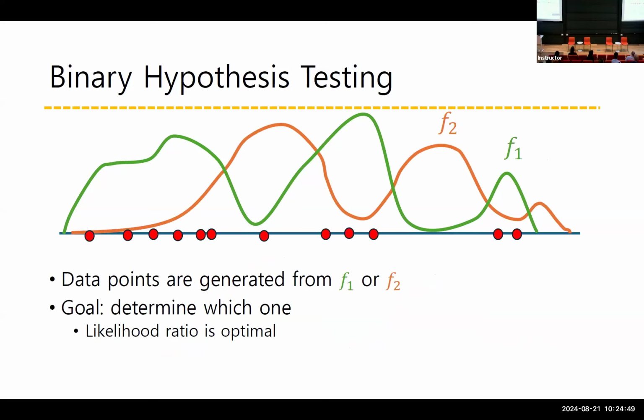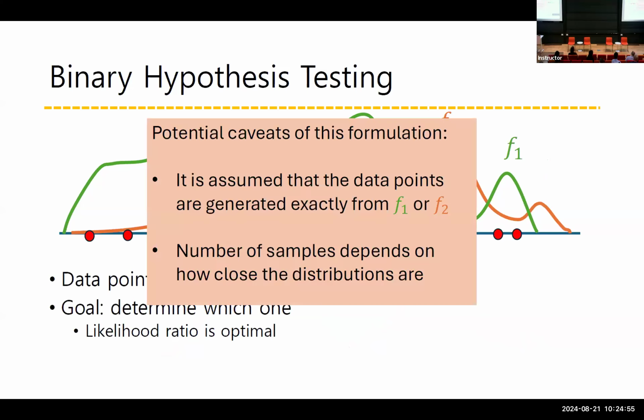And non-privately, the likelihood ratio test is optimal for this problem. So there are two potential caveats for this formulation. First, we assume that the actual distribution is exactly F1 or F2. Maybe we want to relax it. Second, the number of samples that you need to distinguish between F1 and F2 depends on how close F1 and F2 are.